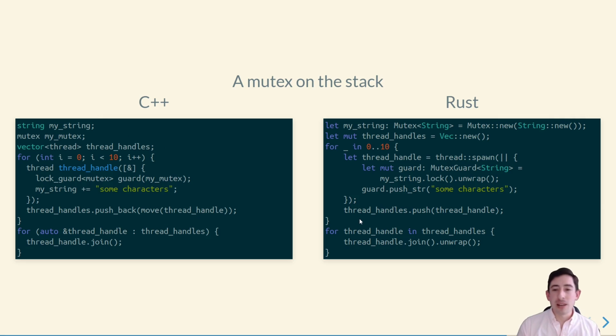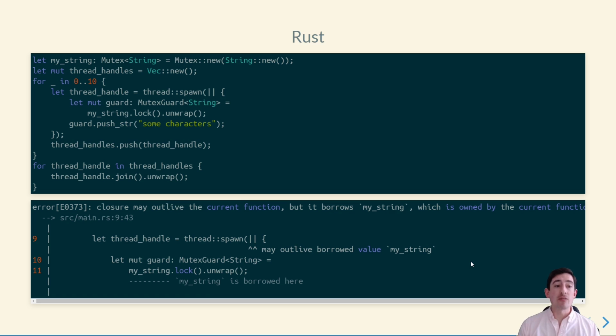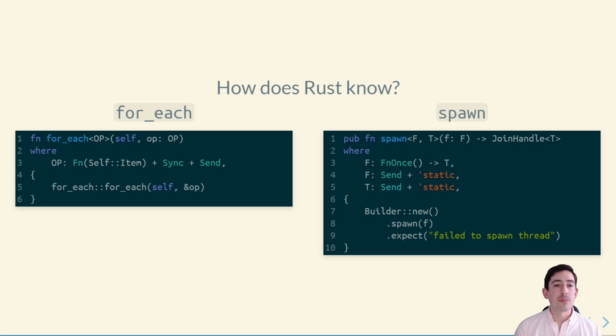I called it 99%. This code is not, because it does not have the same behavior in the thread handle. It will not terminate the program. It's actually not memory safe. Rust is actually correct to complain here.